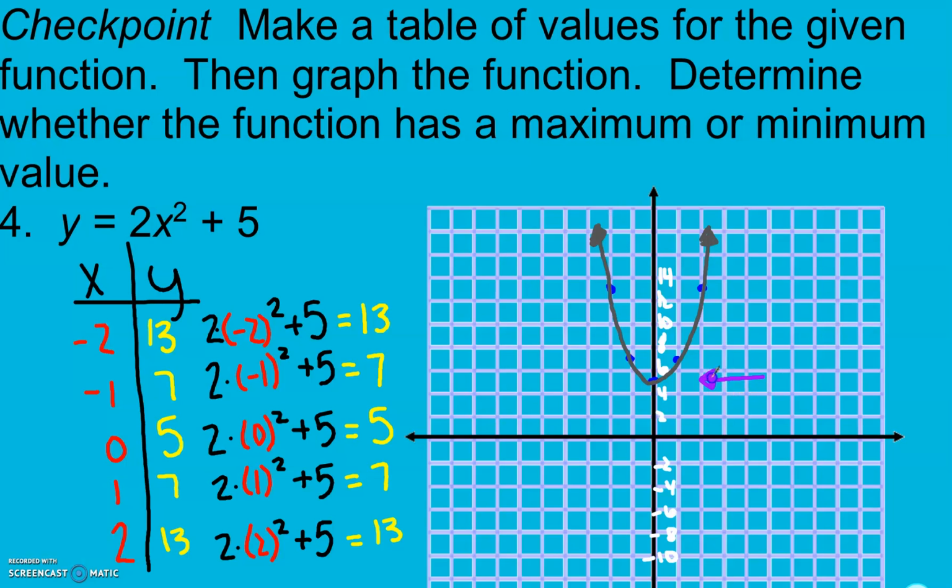Here we have a smallest point. It's a minimum. It doesn't have a maximum because if we look, the arrows keep going up. So it's going to keep getting bigger and bigger and bigger and bigger. Never going to have a biggest value, but it does have a smallest value there at 5.